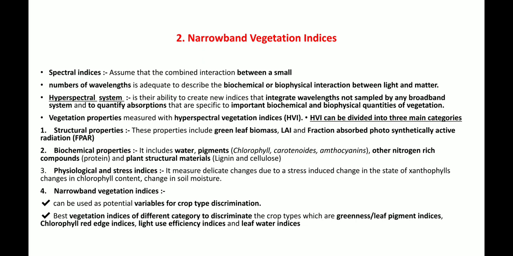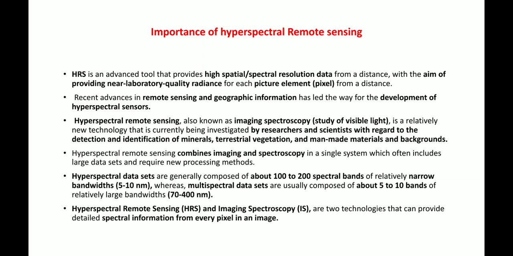The narrow band vegetation indices can be used as potential variables for crop type discrimination. The best vegetative indices of the different categories to discriminate the crop type depend on the greenness or leaf pigment indices, chlorophyll ratio indices, light use efficiency, and leaf water indices. These are the different major parameters which will be used for the narrow band vegetative indices, which are included for the discrimination of crops. Then the importance of hyperspectral remote sensing.